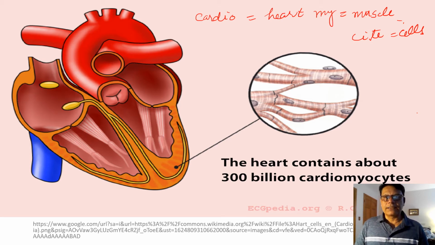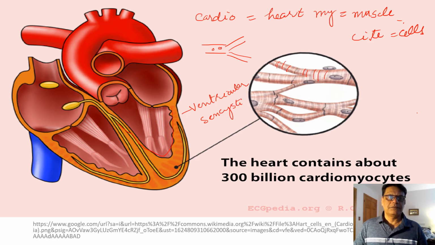They are elongated and striated, if you can see the striation, and they contain two nuclei. They are elongated and branched. And a group of cells that contain more than one nucleus is called syncytium. If these cells are present in the ventricle, this group of cells will be called ventricular syncytium, and the cells that are present in the atrium are called atrial syncytium.